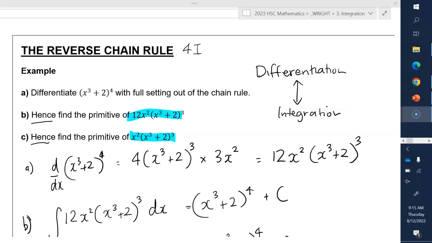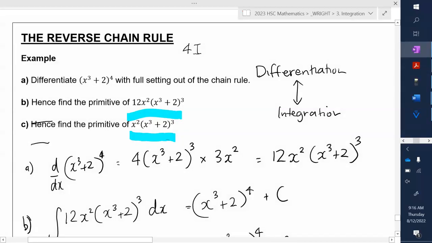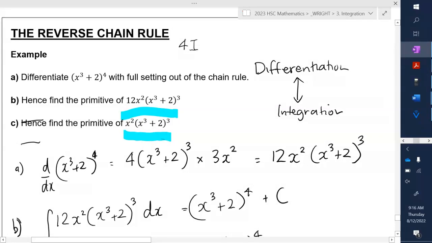Okay, so first of all, we're going to differentiate the function (x cubed plus 2) to the power of 4. It says with full setting out of the chain rule. I'm not going to use substitution here. I'm just going to use the chain rule that we normally would use if you were sitting a test or just doing a question. So let's have a look at this.